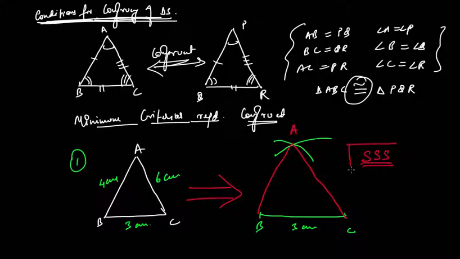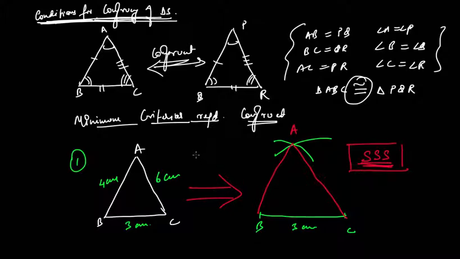This gives me my first condition of congruency, the SSS congruency criteria: if for a triangle my three sides are given, then we just saw that I can draw another triangle with the same measurements which will look exactly the same, in size as well as shape. So I can say that SSS is one of my criteria for congruency.